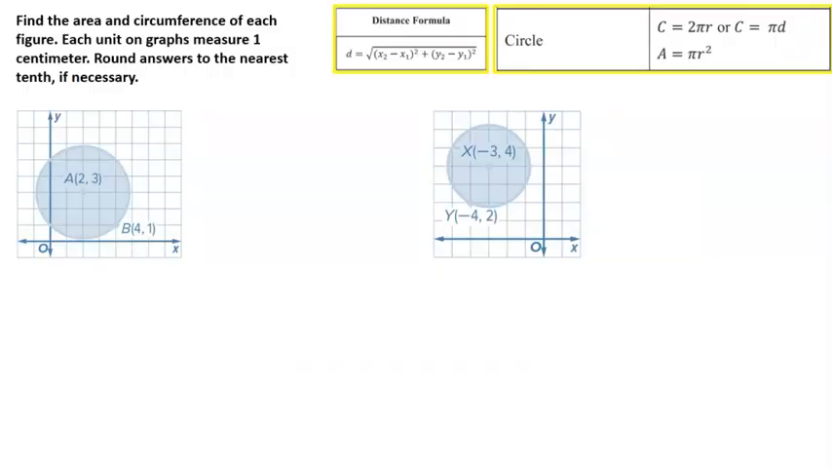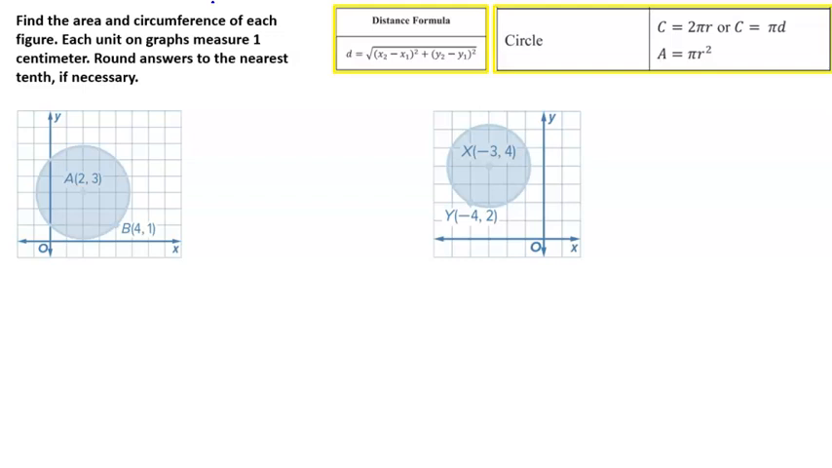So we are finding the area and circumference of both of these circles. And notice that I have the distance formula and some formulas for circles here at the top. These are straight from your reference sheet for your EOC. So you don't have to remember them per se, but you do need to remember how to use them. On your formula sheet, it also tells you that C stands for circumference, R stands for radius, D is for diameter, but you still would have to know what those things are.